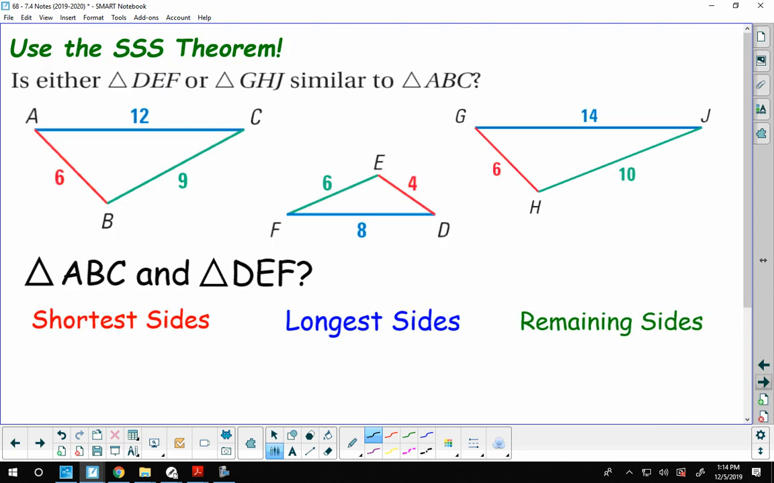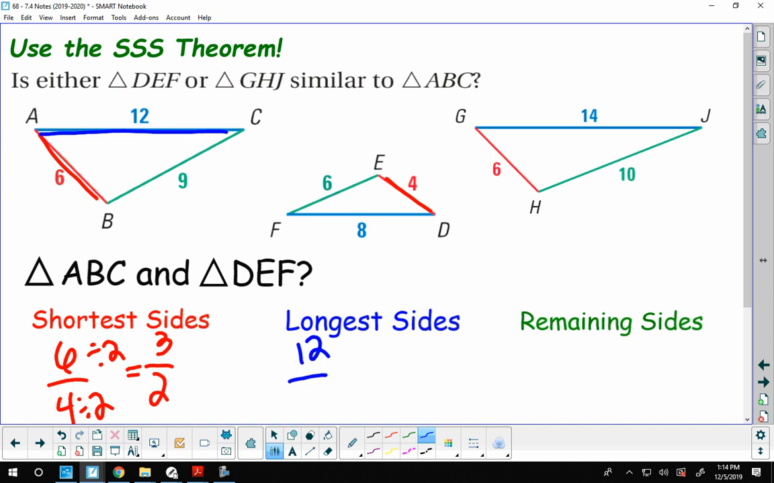But now let's see, is triangle ABC similar to triangle DEF? So the shortest side in triangle ABC is 6. Let's compare that to the shortest side in triangle DEF, which is 4. 6 to 4. Let's take a 2 out of top and bottom. That reduces to 3 halves. The longest side in triangle ABC is 12. Let's compare that to the longest side in triangle DEF, which is 8. We can take a 4 out of top and bottom to reduce that to 3 halves.